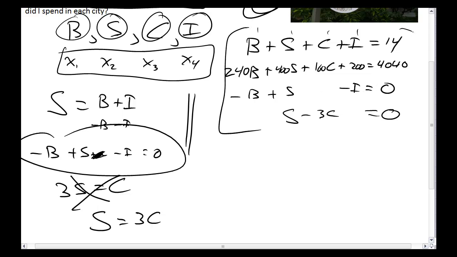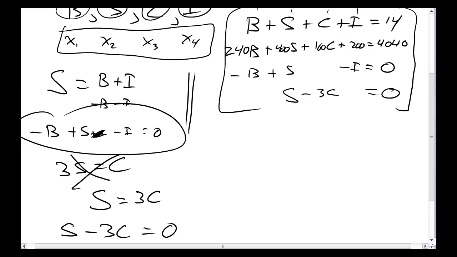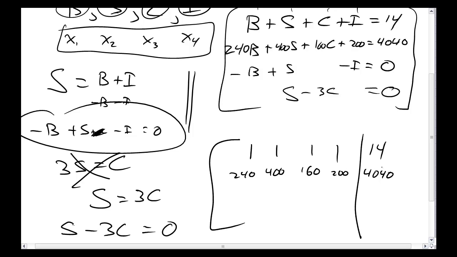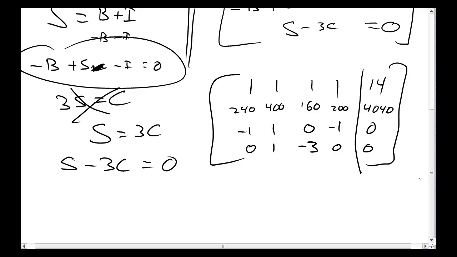I now have 4 equations, and so I can fit this into an augmented matrix. My augmented matrix looks like this. I have 1, 1, 1, 1. In the augmented part I have a 14. Then 240, 400, 160, 200, 40, 40, minus 1, 1, 0, minus 1 and 0, and 0, 1, minus 3, 0, 0. This is my augmented matrix now.